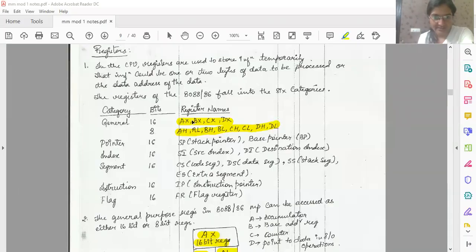So what is the next register? That is the BX register. The basic function of the BX register is that it is mainly used as a base register. It holds the starting base location of a memory region within a particular data segment. It is used as an offset storage for forming a physical address in case of a certain addressing mode.